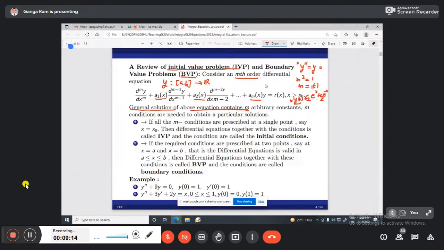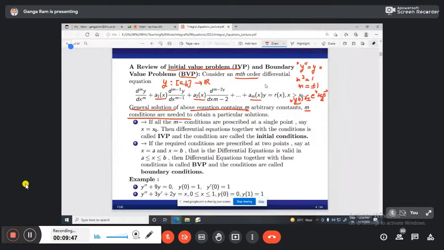So to find the particular solution of this differential equation, we need m conditions, because we have an mth order derivative. Do you agree? We need m conditions to find the particular solution from the general solution.